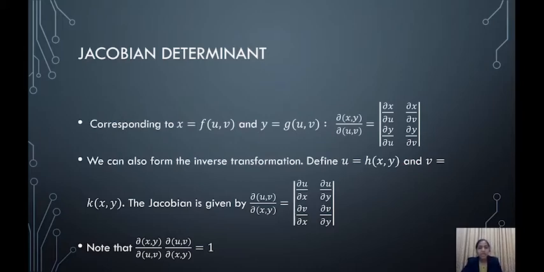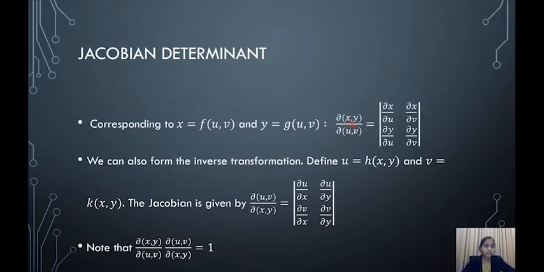Then the Jacobian is given by ∂(u, v)/∂(x, y). This is the notation of the Jacobian. It is actually the determinant of ∂u/∂x, ∂u/∂y, ∂v/∂x, and ∂v/∂y. Similarly, ∂x/∂u, ∂x/∂v, ∂y/∂u, and ∂y/∂v. It's simple to remember. And there is one thing you must know: the product of the Jacobians of the transformation and its inverse will be equal to 1. So this is the Jacobian determinant.